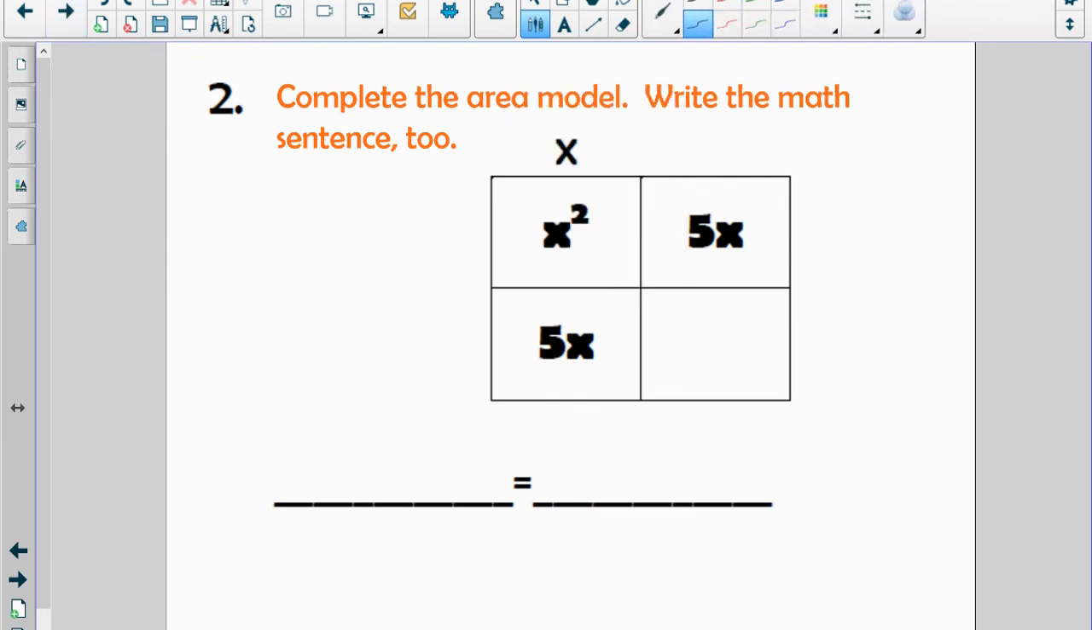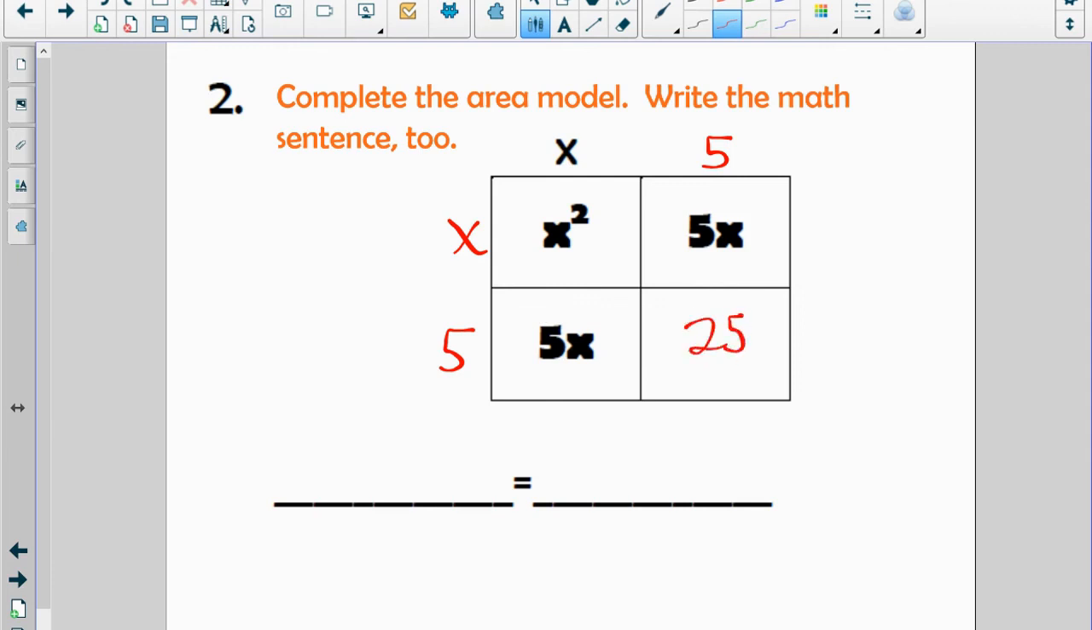So here we're going to complete the area model, and we're going to write that math sentence at the end, showing what the perfect square trinomial is and what it looks like as a factoring. I already know my first box here is x squared, so that's x times x to give me x squared. And then if I think about what number has to go at the top, something times x that equals 5x, well, that's got to be a 5. So I do the same thing down the side, 5 times x equals 5x here. And now I have enough to fill out the last box. It's 5 times 5, which is 25.